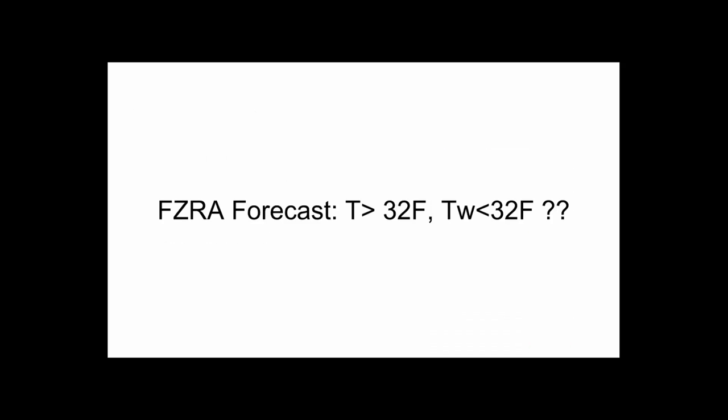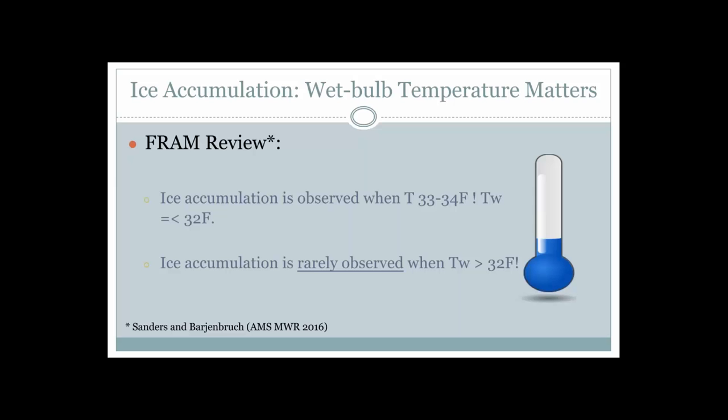All right. The next thing is this freezing rain that's happening when your temperatures are above freezing. So this goes back into the training modules. It's mentioned in a few spots, but going into the freezing rain accumulation model, or FRAM, that ice accumulation has been observed when the temperatures are above freezing and the wet bulbs are below freezing.